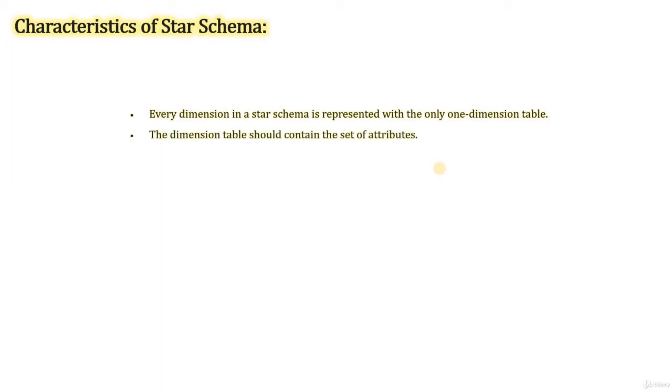Every dimension in the star schema is represented with only one dimension table. That means only one dimension table for all the region information, and one dimension table for all the customer related information. Second, the dimension table should contain a set of attributes. We cannot have only one attribute in the dimension table. For example, the region table cannot have just state names, but it should also contain other geographies like the county name, the zip code, etc., and of course the relationship between them.